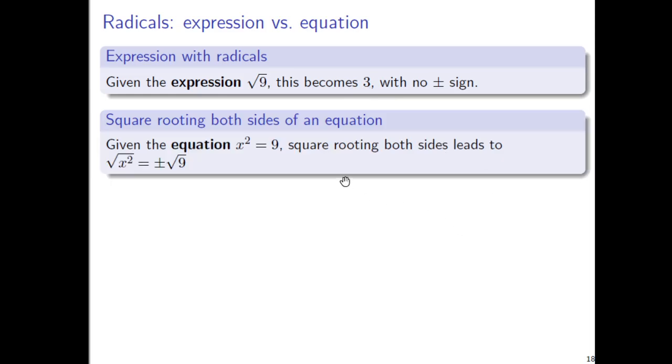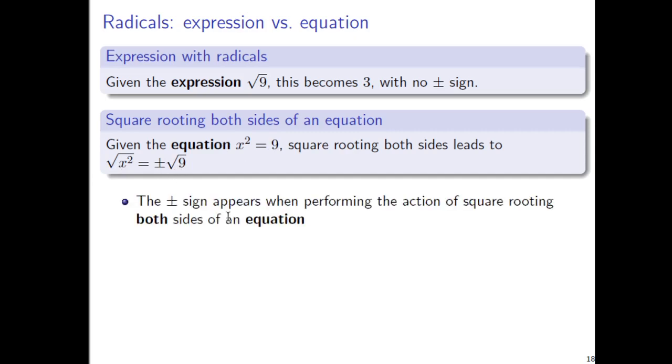However, square rooting both sides of an equation, so given the equation x squared equals 9, square rooting both sides leads to this. You root the left side, so instead of just x squared, now it's root x squared, and we'll root the right side, so instead of 9, it's root 9. However, you need to now introduce a plus or minus sign. Okay, so the plus or minus sign appears when performing the action of square rooting both sides of an equation.